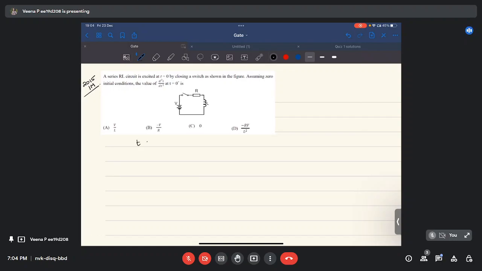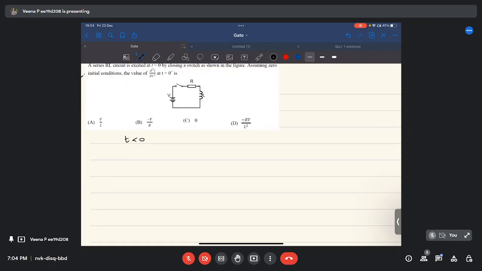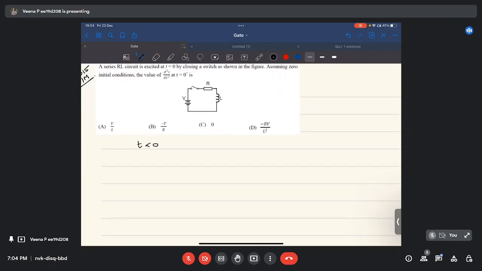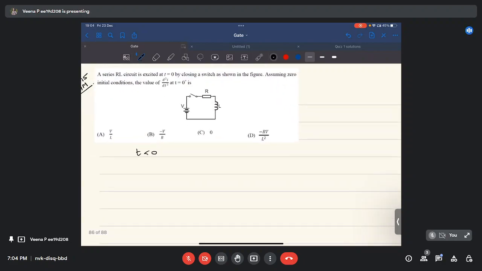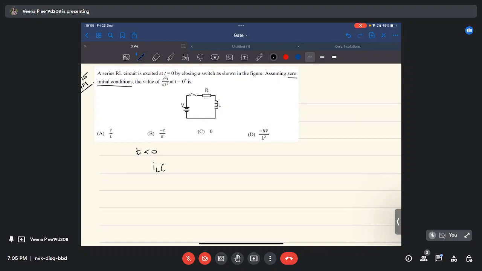At t less than 0, the switch is open. That means there is no DC source connected to the circuit. And it is given that the initial conditions are 0. That means at t less than 0, there is no current flowing through the circuit. Or else the current flowing through the inductor at t less than 0 or 0 minus is 0. So this is inferred from this sentence.